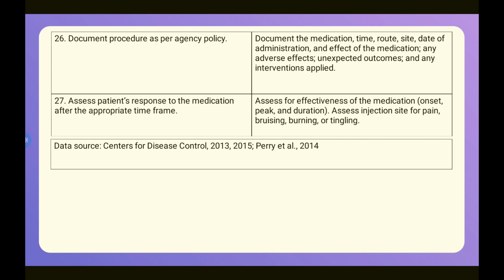Number 27. Assess patient's response to the medication after the appropriate time frame. Assess for effectiveness of the medication, onset, peak, and duration. Assess the injection site for pain, bruising, burning, or tingling.